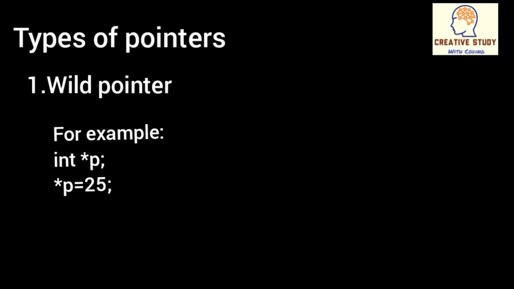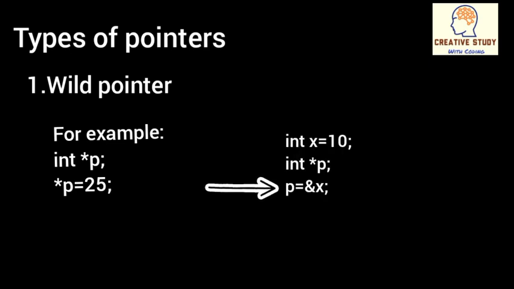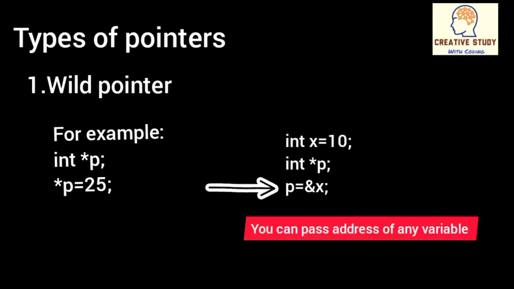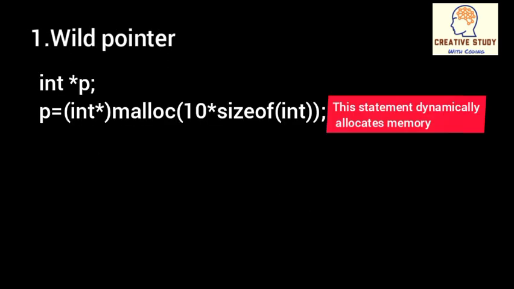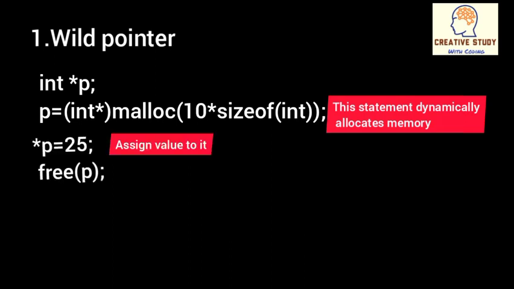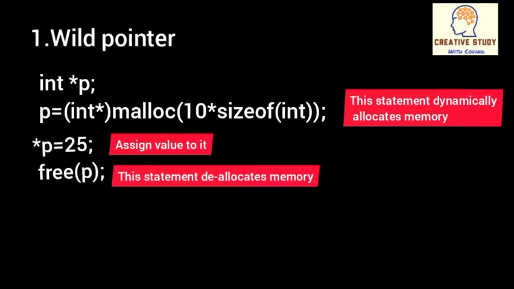In this example, pointer P has not been initialized, so it is a wild pointer. But if we initialize it by passing address of a variable x, now pointer P is not wild pointer anymore. But there may be other way to avoid wild pointer, like if we dynamically allocate memory to a pointer and assign some value to it, wild pointer can be avoided.